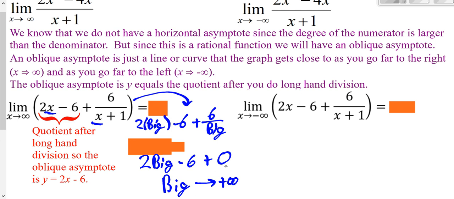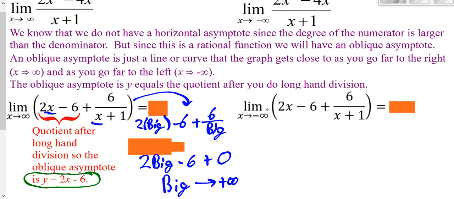However, we could use this whole idea right here of knowing what line we get close to as we go far to the right on your graph. Now, that y equals 2x minus 6, once again, is your oblique asymptote. That's the curve that your graph gets close to as you go far to the right and far to the left.